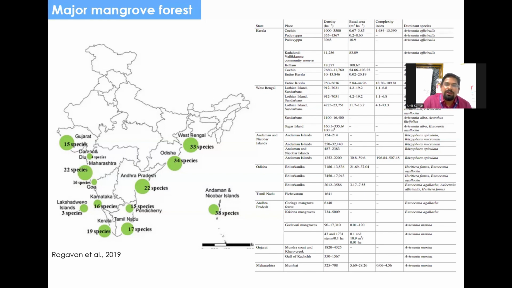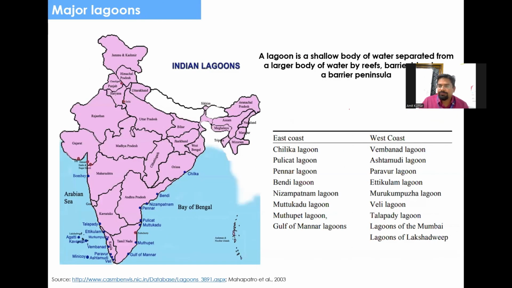Followed by, for example, in the Andaman and Nicobar Islands, we have 38 species. In the mainland, if we see in Kerala, we have 19 species. Maharashtra, we have 22 species. Tamil Nadu, we have 17 species. In Pondicherry, we have 15 species. So a huge biodiversity of mangrove trees is there in the mangrove forests, and these trees are again supporting a huge marine biodiversity in all those areas.